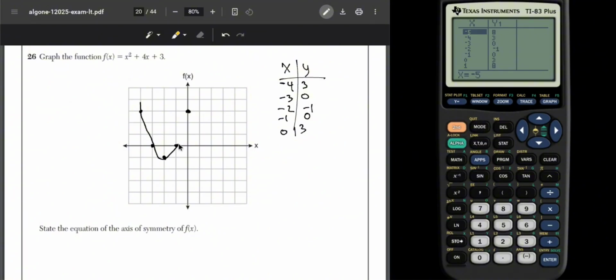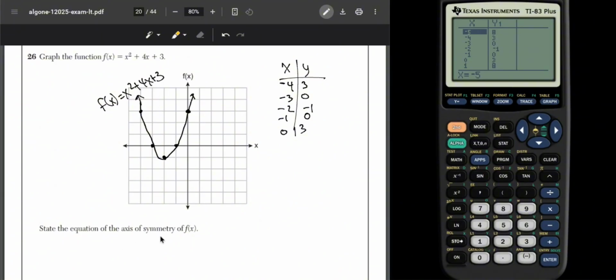Make sure that you're graphing, not sketching. Your graph is going to be much cleaner than mine. Then I'm going to label my graph, f of x equals x squared plus 4x plus 3. Don't forget to label your graph.